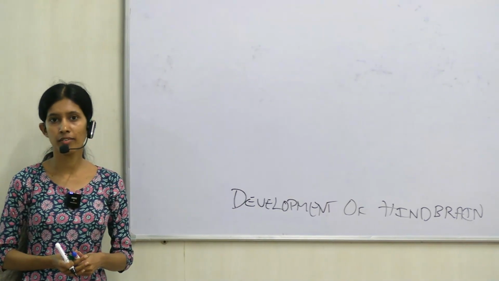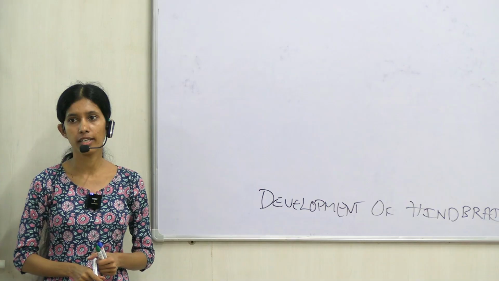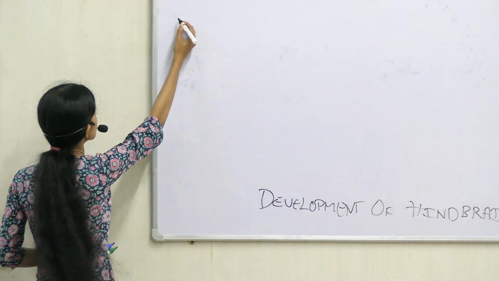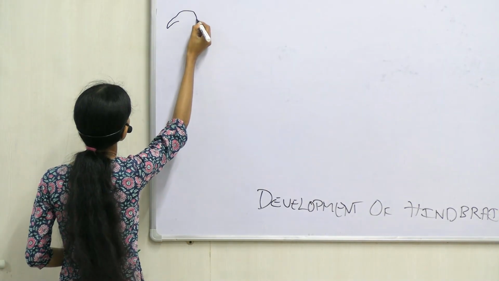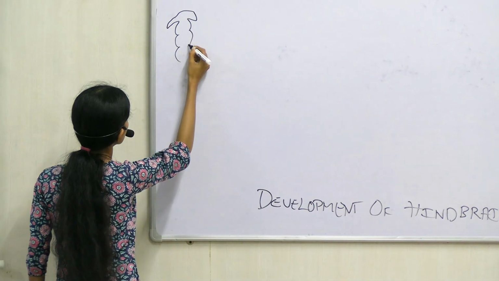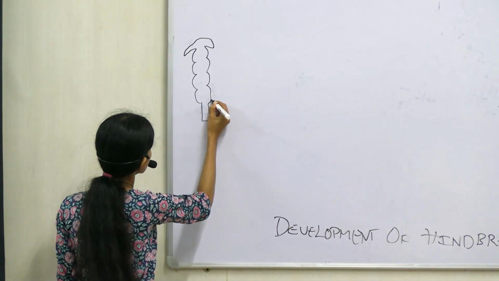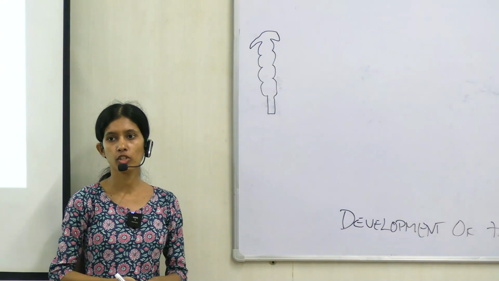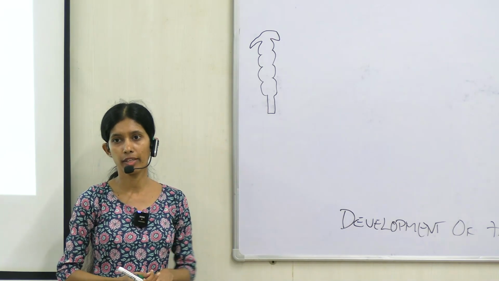We'll start with the development of your medulla oblongata, followed by pons and also the cerebellum. So this is the picture of your brain vesicles, that is your secondary brain vesicles.